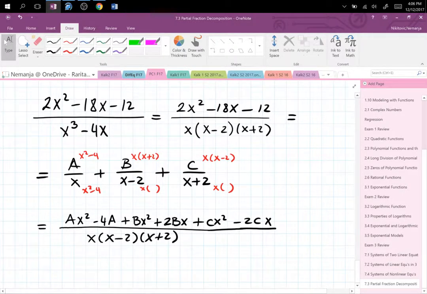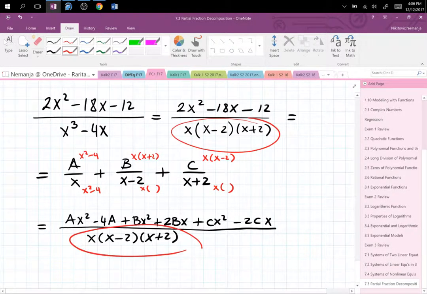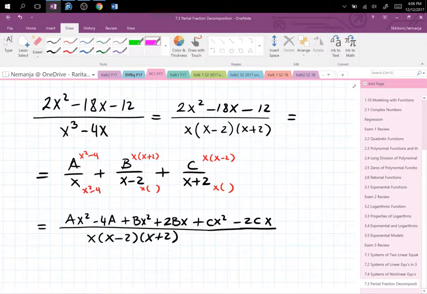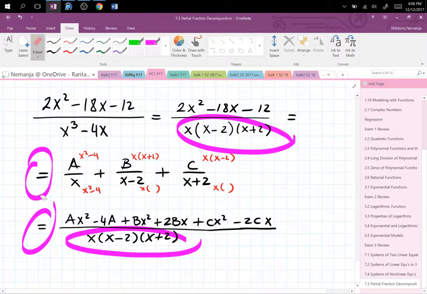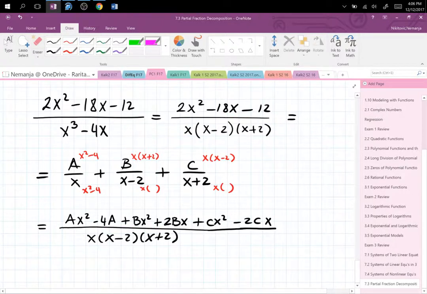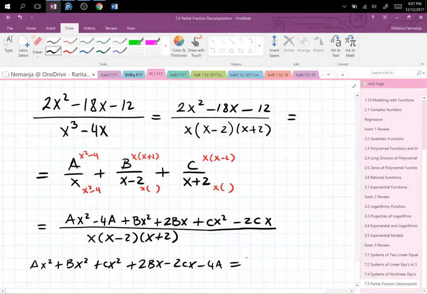So now, since denominators are the same, maybe I should use a different color here. So if denominators are the same, there's equal sign in between, right, everywhere. So if denominators are the same, numerators must be the same as well. So this is where we have our ax squared plus bx squared plus cx squared plus 2bx minus 2cx minus 4a equal to 2x squared minus 18x minus 12.